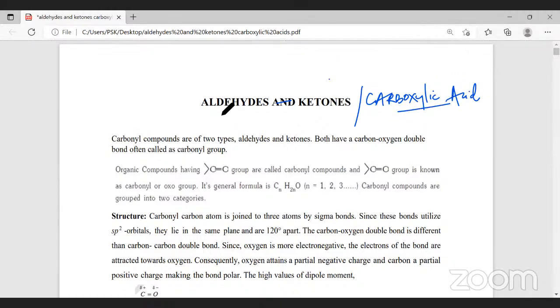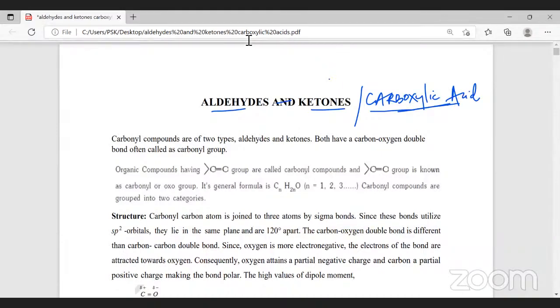Now, why are these three different classes of compounds? Aldehyde is a different organic compound, ketones are a different class, and carboxylic acid is a different class. But we study all these three compounds together in one chapter.